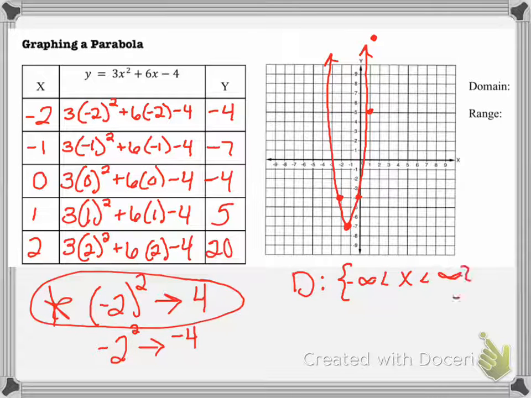There we go. And then your range is more restricted. So your y values are restricted to when y is greater than or equal to -7, because that's my minimum. Okay, that looks like a 71. Let's try that again. There we go. And so that's how you would graph.